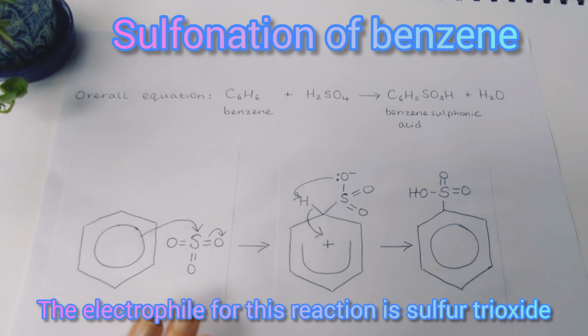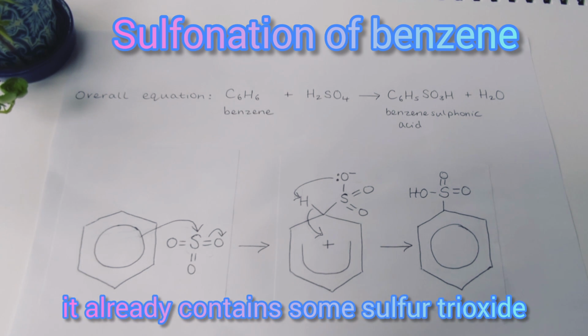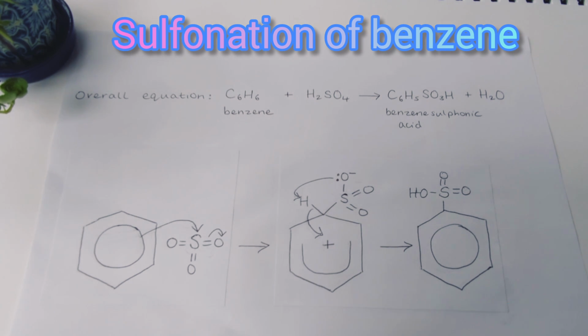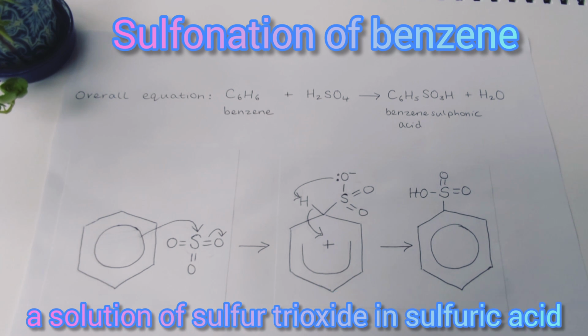Now the electrophile for this reaction is sulfur trioxide, and that can be produced in one of two ways depending on which acid you use for this reaction. If you use concentrated sulfuric acid, it already contains a little bit of sulfur trioxide due to some dissociation of the acid. Whereas if you use fuming sulfuric acid, which has the formula H2S2O7, it can be thought of as a solution of sulfur trioxide in sulfuric acid.